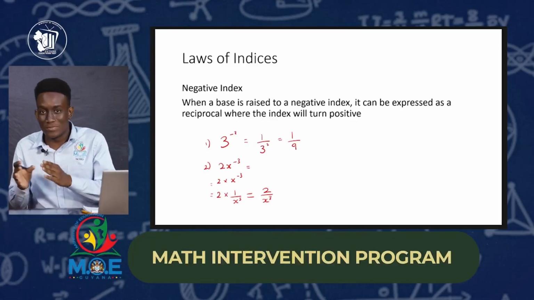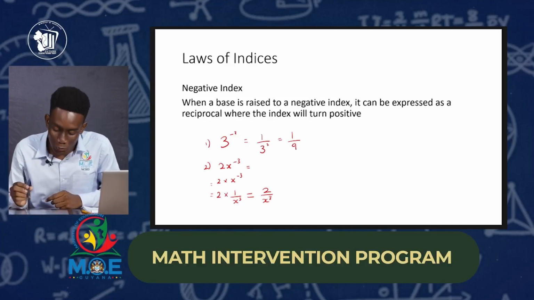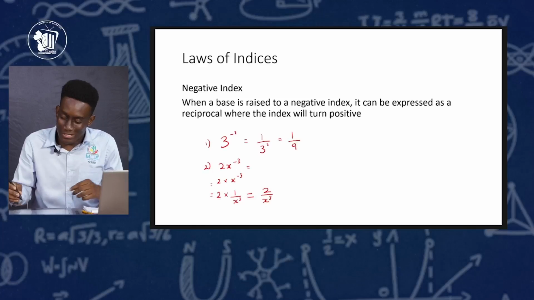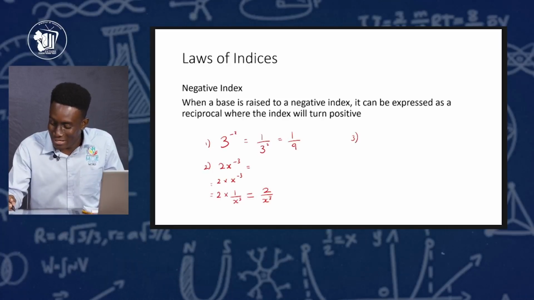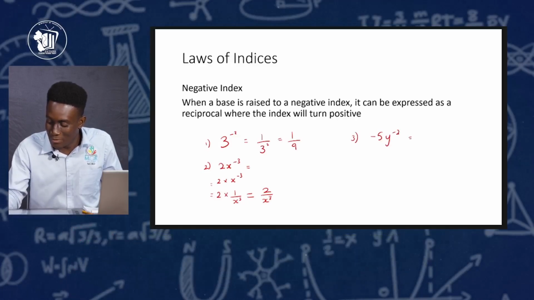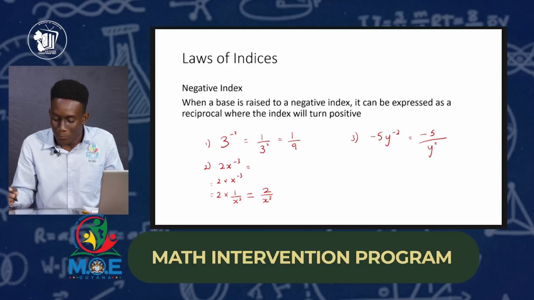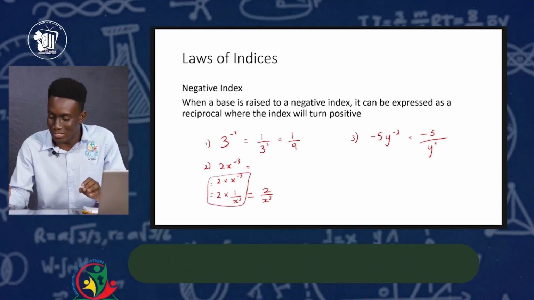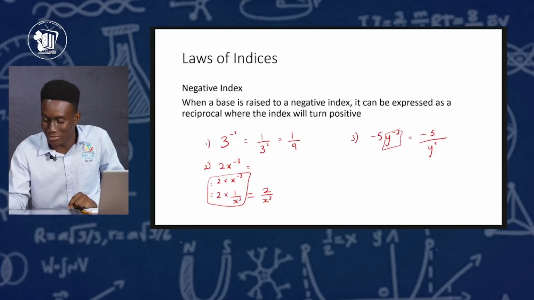It's the x that is being raised to the power of negative 3. So in future examples, we can simply skip all these steps. So let's say we had negative 5y raised to the negative 2 power. We can simply do this as negative 5 over y to the second power, because you already understand this piece. So it's just simply to upturn the thing that is being raised to the negative power.